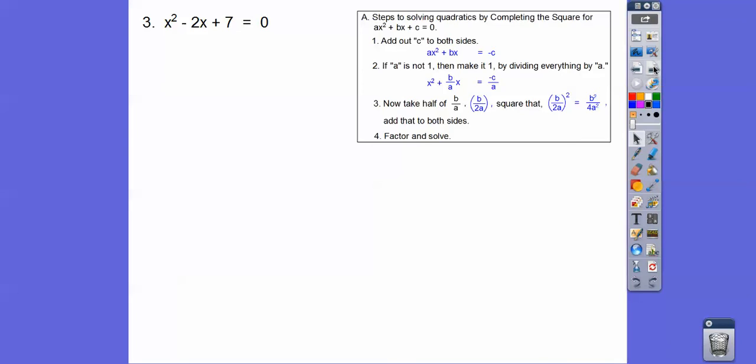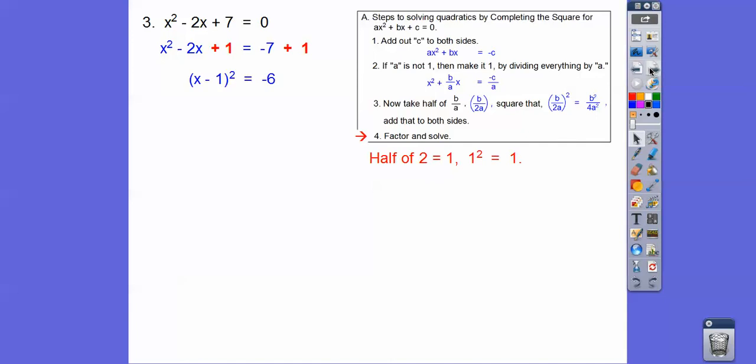Okay, this one's pretty easy because that's a 1x squared and that one's even. Let's get rid of the 7. Minus 7 minus 7, okay? And then we're going to take half of 2. Half of 2 is 1. 1 squared is 1. Factor. Okay, here we get negative 6.